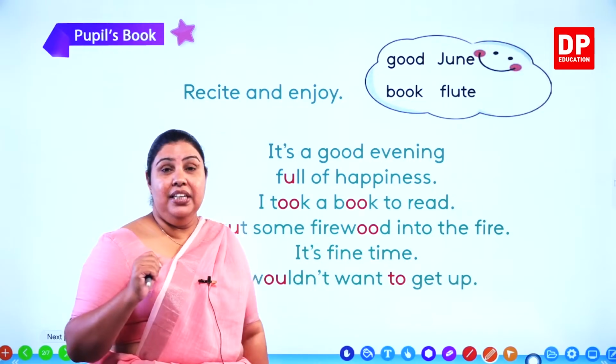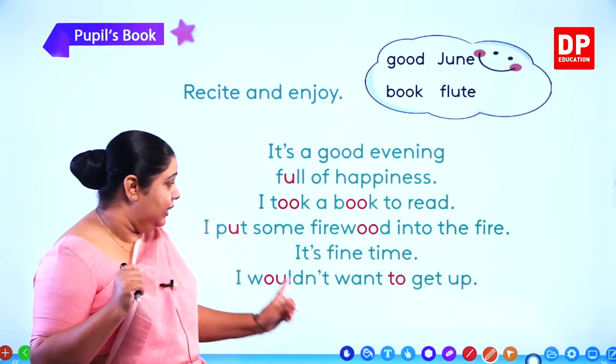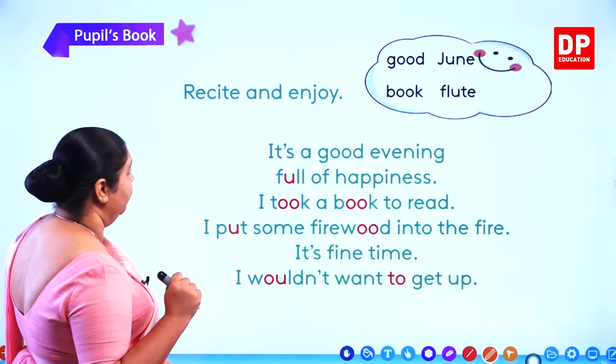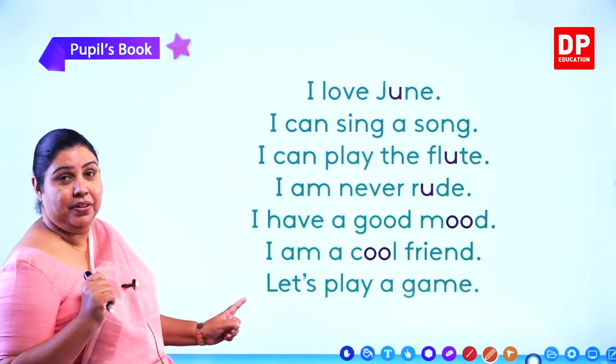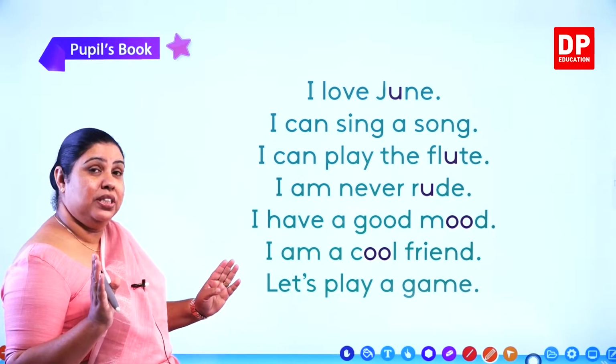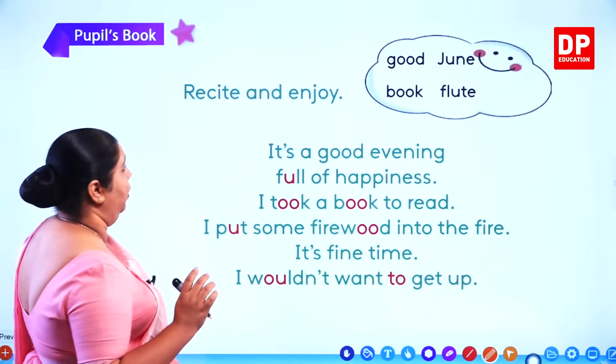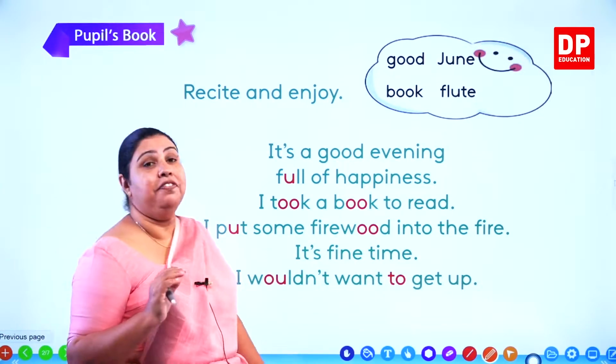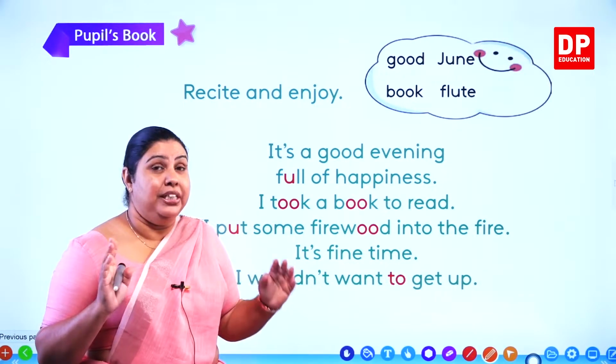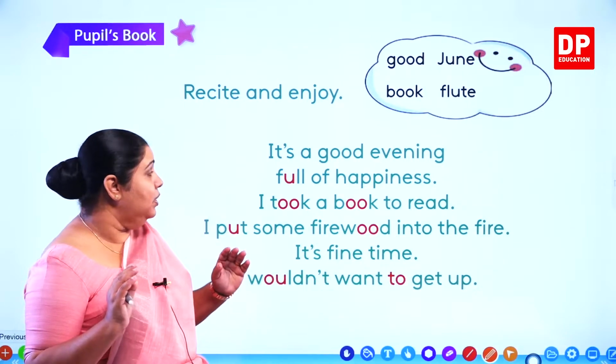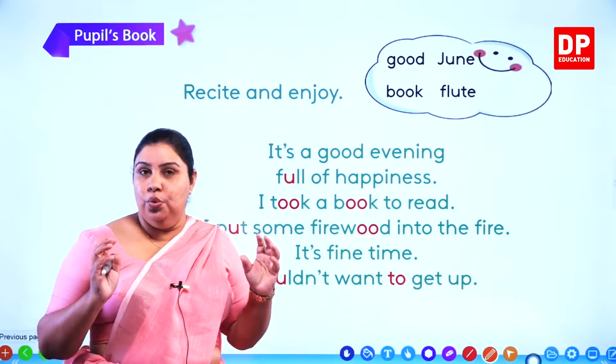The first poem is this and the second poem is this. Right? First, we are going to concentrate on our first poem. Right? Now, this is our first poem, which will teach you about the short oo sound.